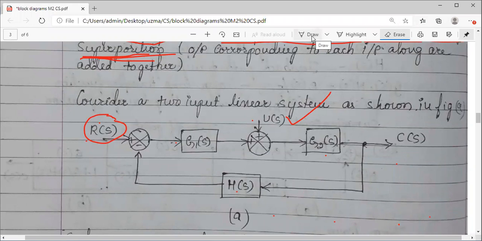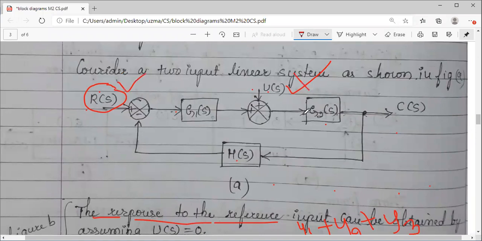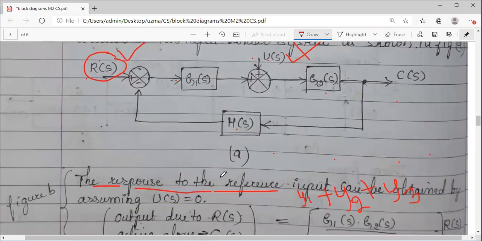Okay, I have two inputs. First time I will take R of S. I will not consider U. And second time I will take U of S. I will not take R of S. Okay. The response, that is your output, the response to the reference input means first time I am considering this, I am not considering this. Okay, the response to the reference input R of S can be obtained by assuming U of t is equal to 0, that is I am not considering U of S. If I don't consider this, how the block diagram will look like?